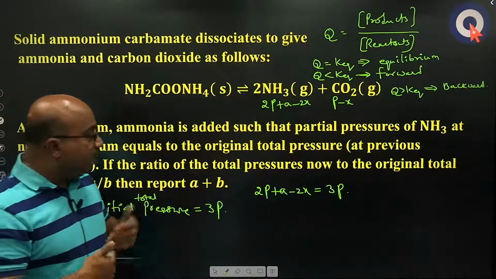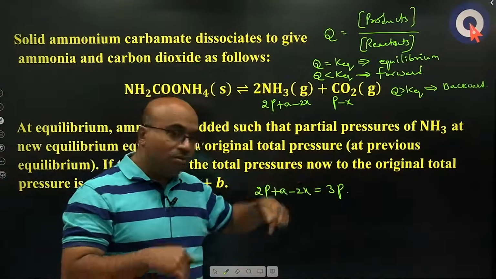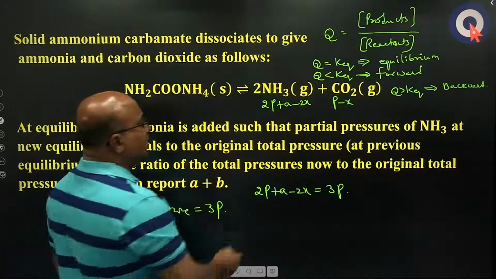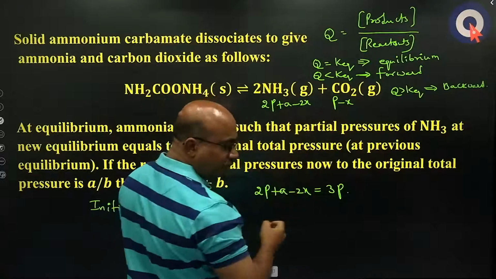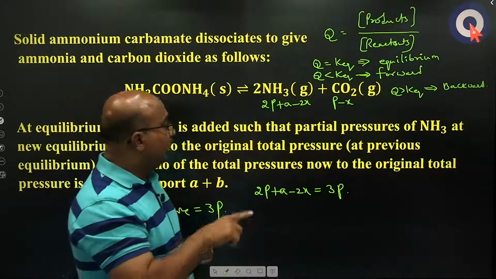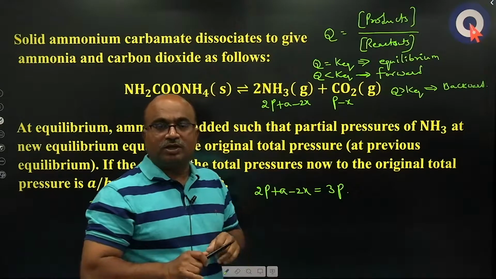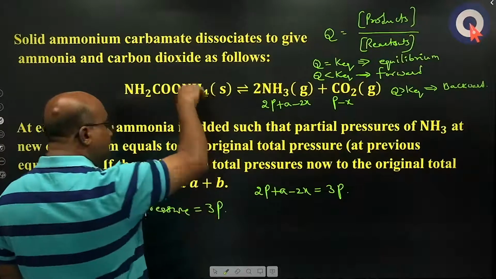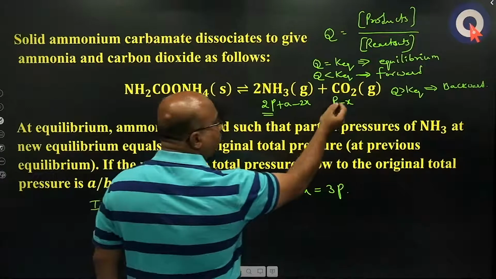But what we need is the ratio of the total pressure now to the original. So what is the total pressure now? You can say directly that 3p, the partial pressure of ammonia, plus the partial pressure of carbon dioxide is the new pressure at the new equilibrium. So we need to calculate only this p minus x value. How to calculate that? Already we have an initial condition: the pressure of ammonia was 2p and the pressure of carbon dioxide was p.